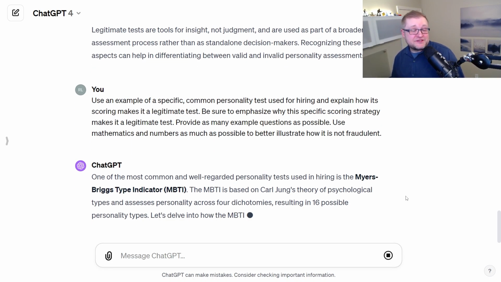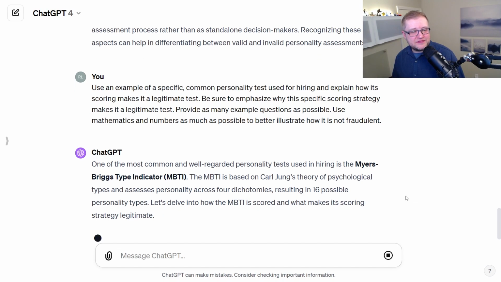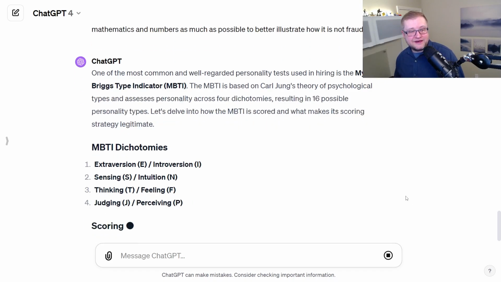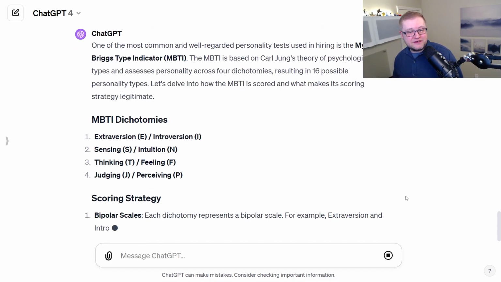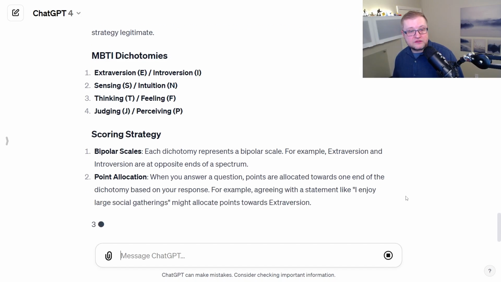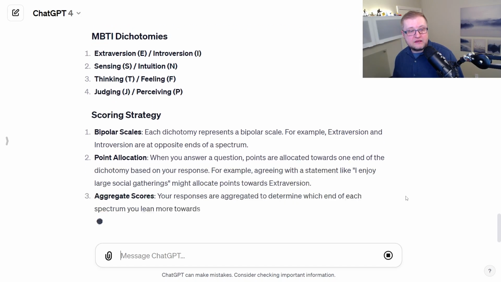Straight to the heart. That's okay, though. Well, we'll see what it does. Let's delve into how the Myers-Briggs is scored, and then we're going to get some information on specific scoring strategy. So it talks about the scales, how they're related to one another, talks about how points are allocated.